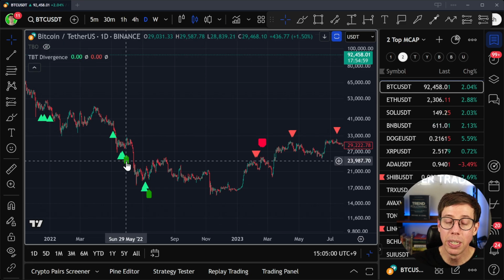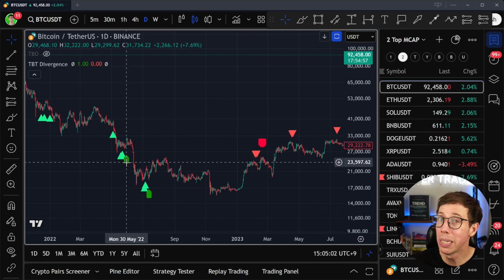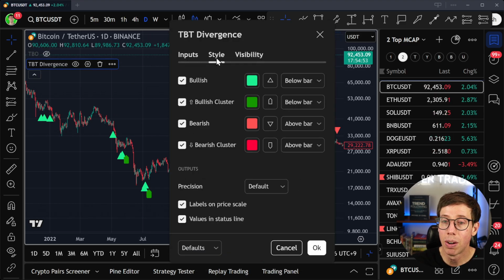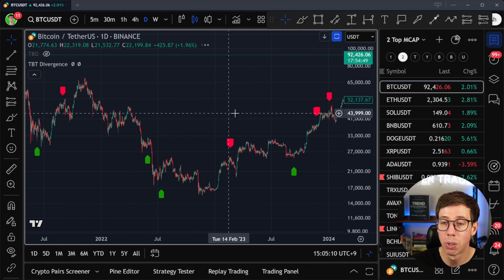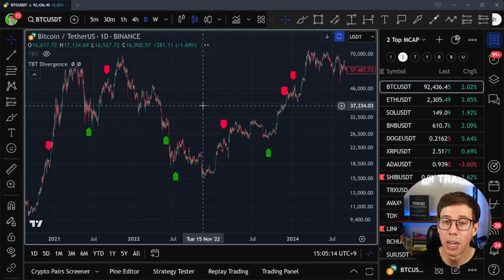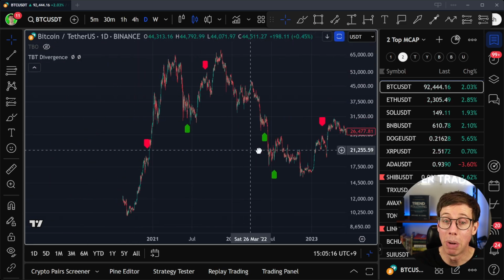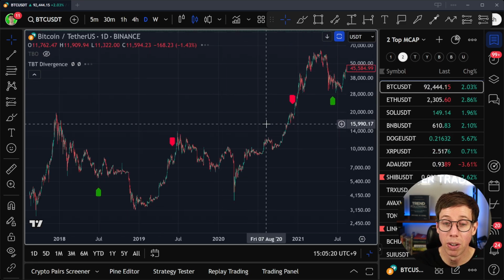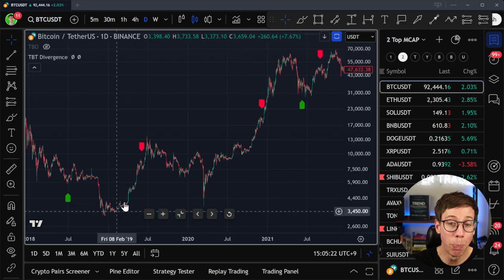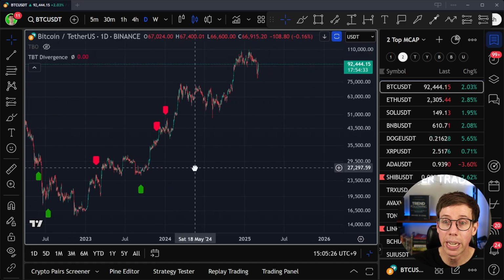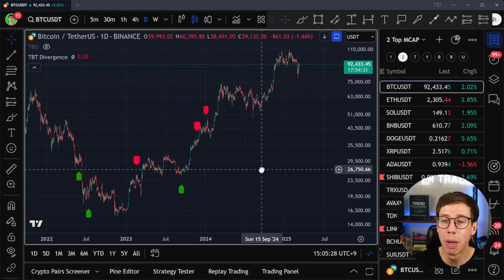These are called TBT divergence clusters, and these are the ones that I like the most. We can actually just go into here, and in our style, we're going to turn off bullish and bearish. We're only going to look at the cluster symbols. The reason why I like these is because they give us some pretty amazing opportunities to consider buying or selling, taking profits or getting out of a chart.